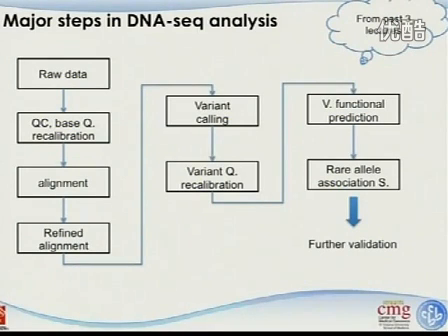By doing refined alignment, instead of maximizing the alignment for each individual read, you are maximizing the alignment for the entire region, and then you can fix those very well, and a lot of false positive variations will be removed at that stage. And after you think your alignment is pretty comfortable, you can further do the variation call.